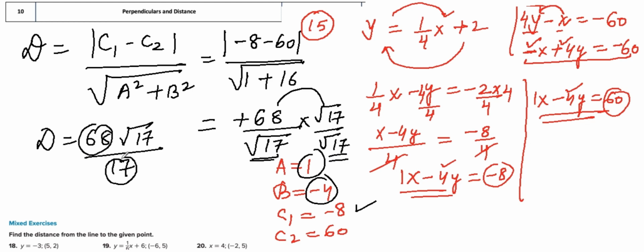68 divided by 17 is 4. 4 root 17 is your answer. If they ask the answer in decimal, you can use the calculator and give the answer. So this is your question number 10. All these questions apply this formula.